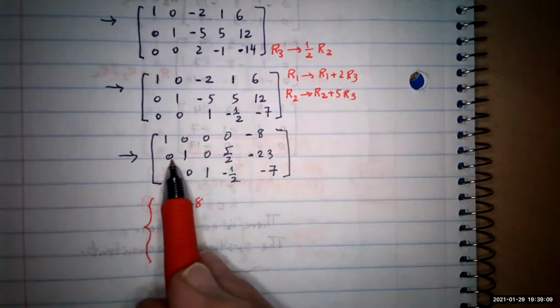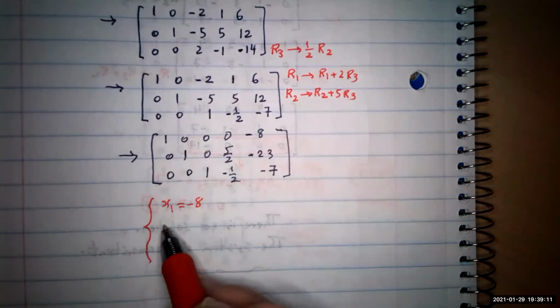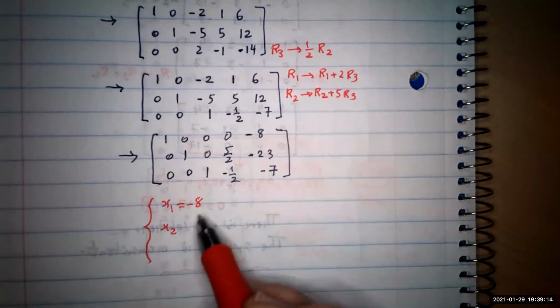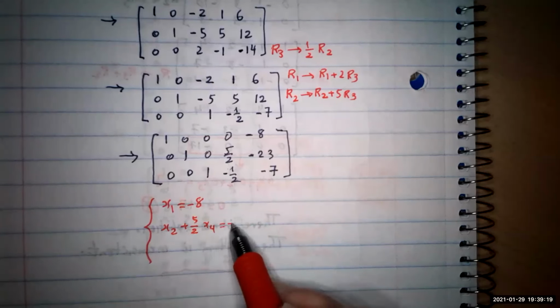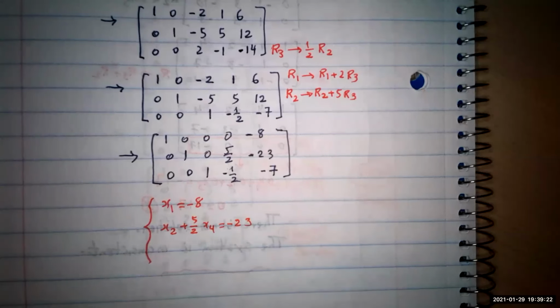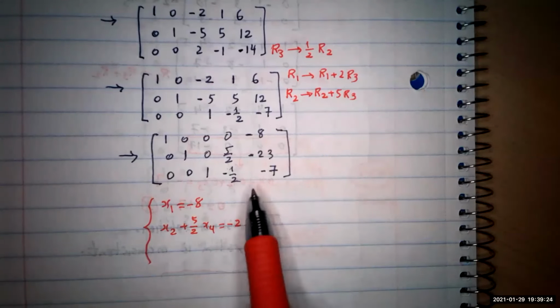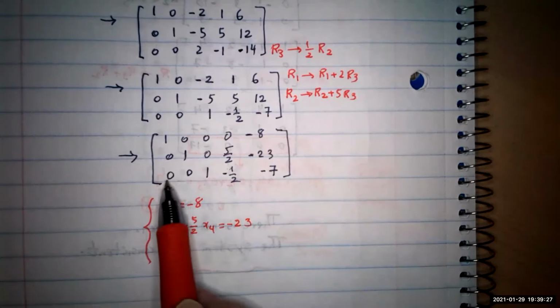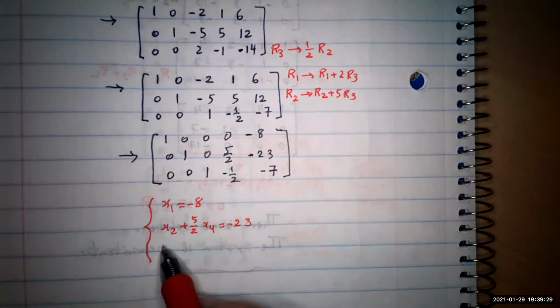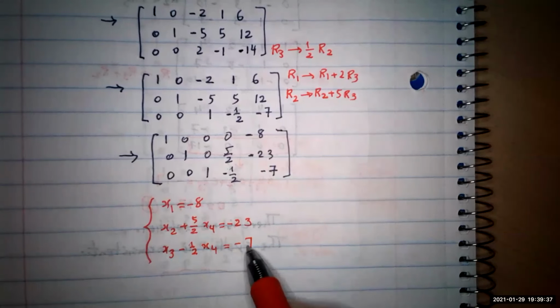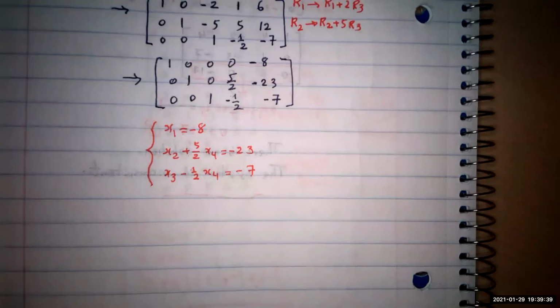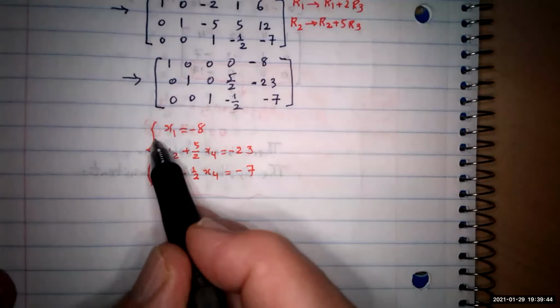From the second one, this is x2, so we get 1 x2. That's the x3 and the x4. So 5x4 is equal to the negative 23. Okay, negative 23. And what's going to be this last one? X1, x2, x3. So that gives you x3 minus 1 half of the x4 is equal to the negative 7. So that's the best you can do. Okay, so the x1 is equal to the negative 8.